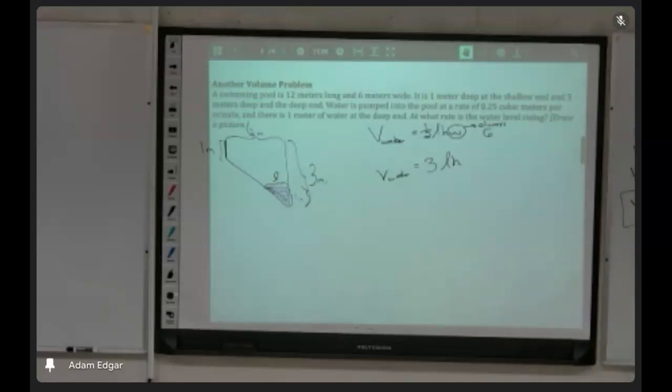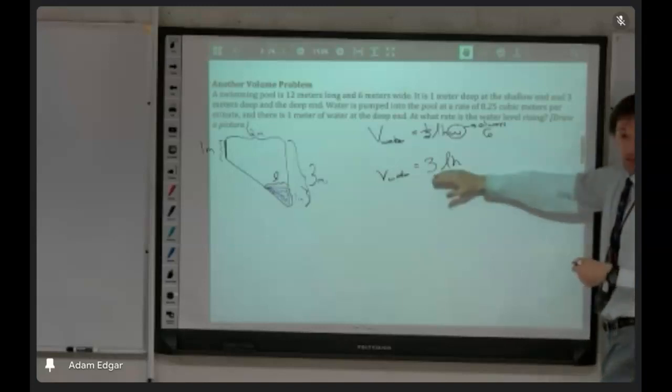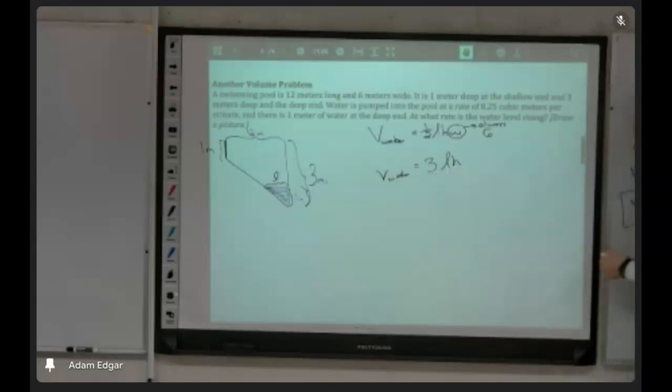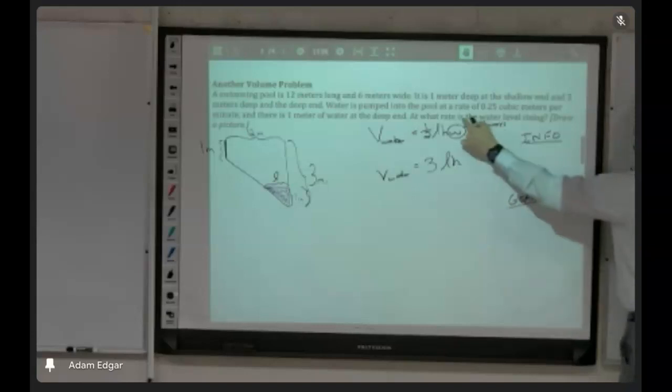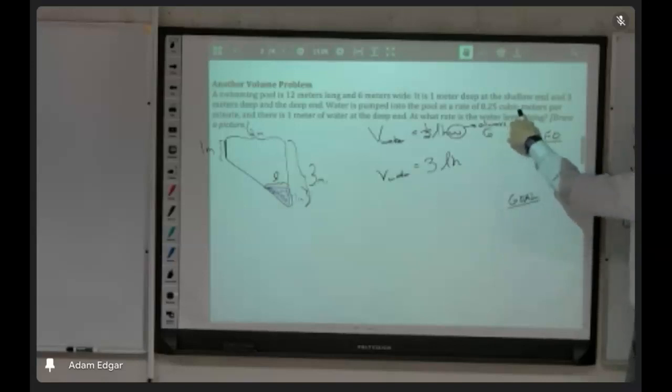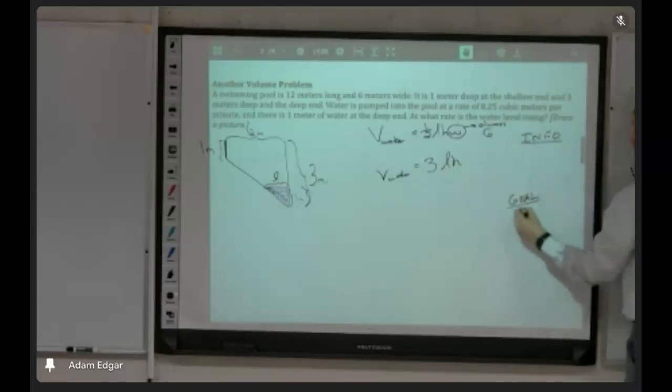Now, all of that is just putting together an equation. You see why I wanted to maybe stall on this and come back to it? This is tough. But we can do this. All right, information, goal. What's the goal? The rate of the water level rising. The water level is another fancy word for the height. So we're trying to find dH/dt.